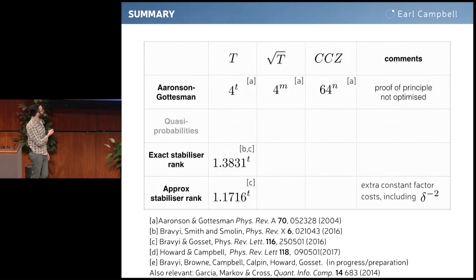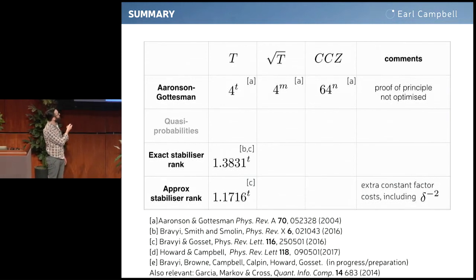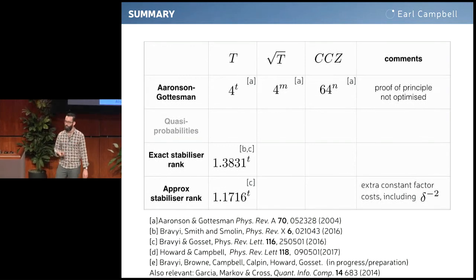Then we have these exact and approximate stabilizer rank results that both came from IBM papers, and these gave much improved scalings on the exponential overhead of T gates. So although the scaling here is better for the approximate case than the exact, there is some price you pay in terms of some constant factor slowdowns.